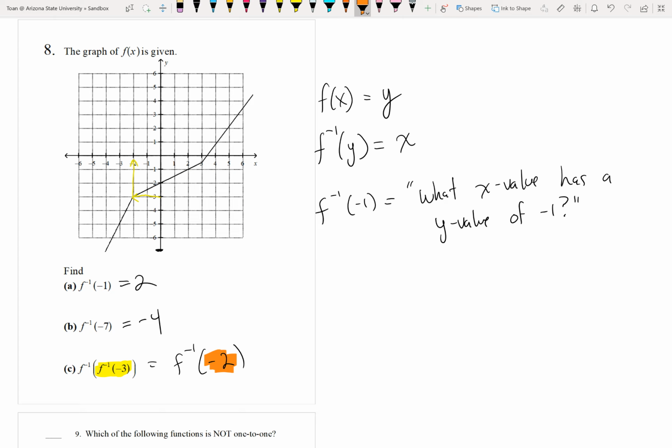So I have to ask myself where on the graph has a y value of -2, which is right here, and I don't have to go anywhere. So what is his x value? His x value is 0. So the full answer should have been 0.